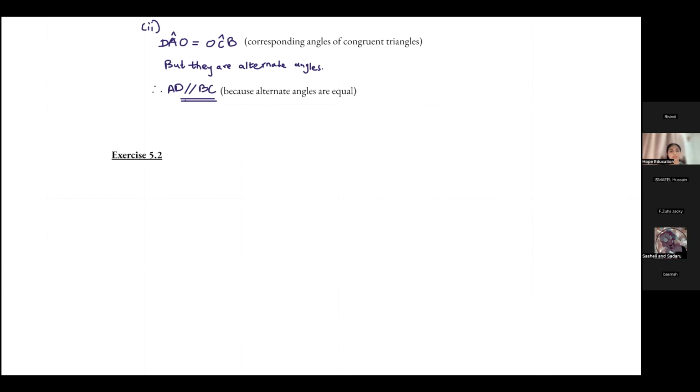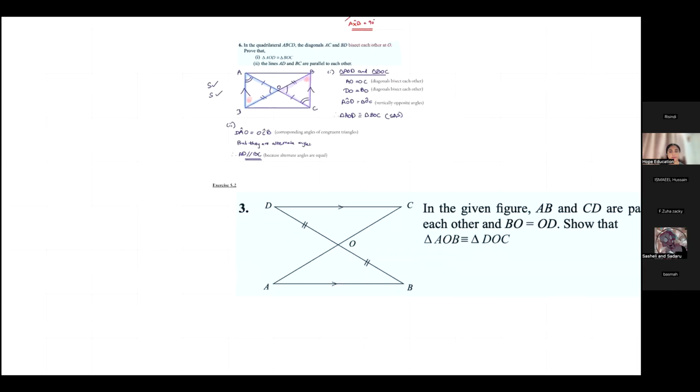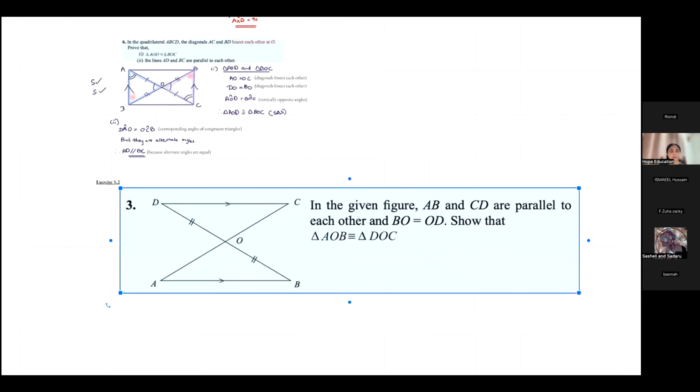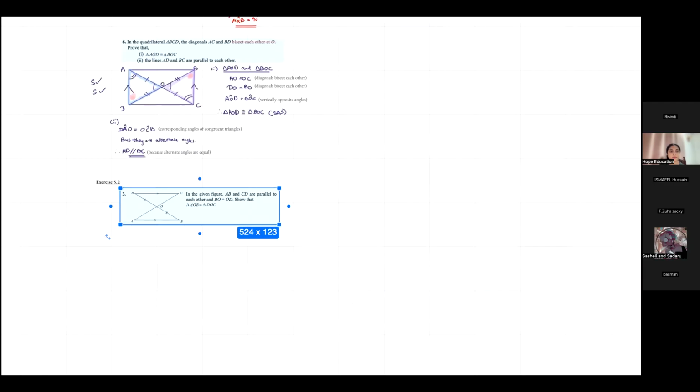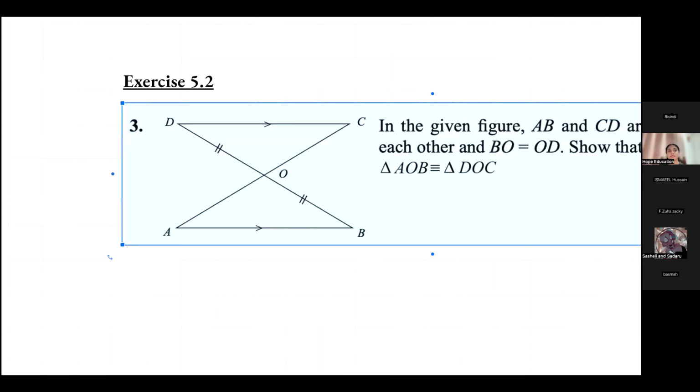Page 56. Third question. Let's try this during the class. I want you to try this alone. One second. Exercise 5.2, third question on page 56.